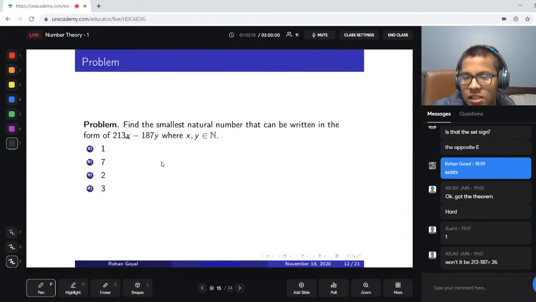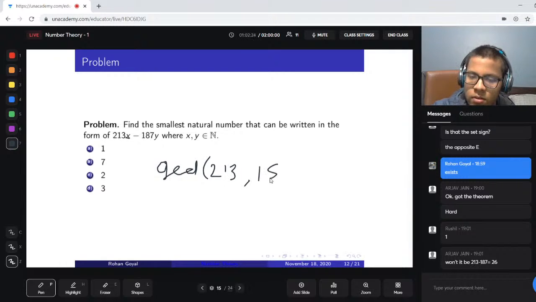So our answer will be the GCD of 213 and 187, which is in fact just one. The answer is A.